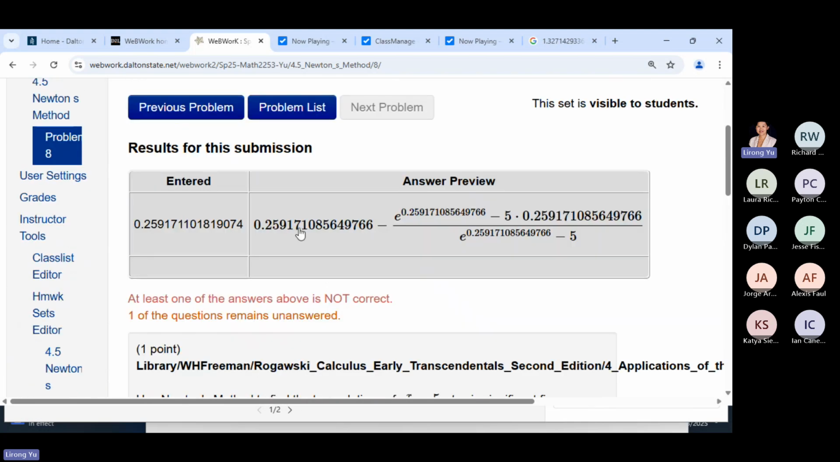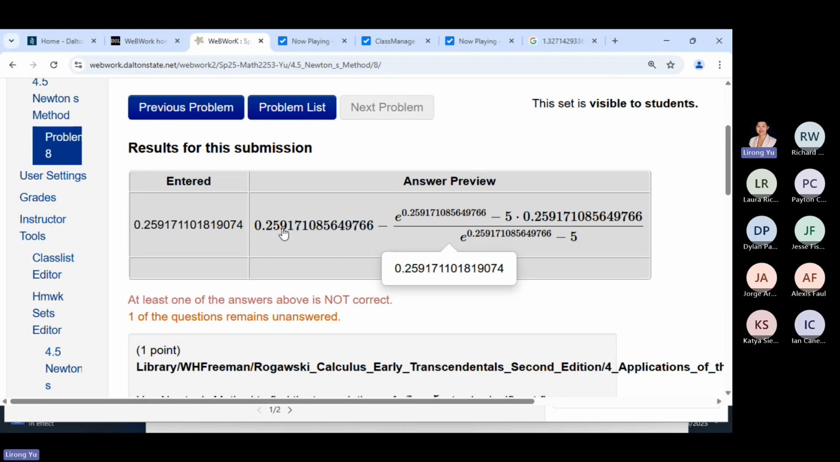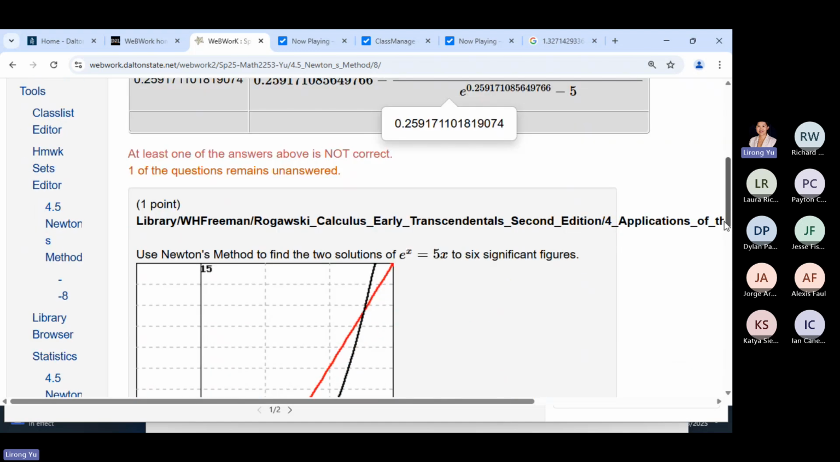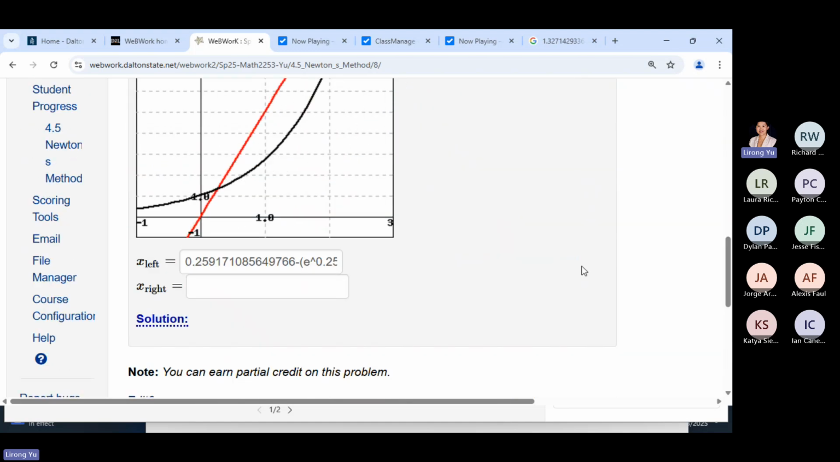So you can see we got this one, and you can see that they're not that far different. Like 0.259171. The earlier one was 0.259171. They're pretty much the same as far as the first six decimals. So it's already six decimal accuracy between these two numbers. And that's why the computer thinks it's okay. It's already close enough.